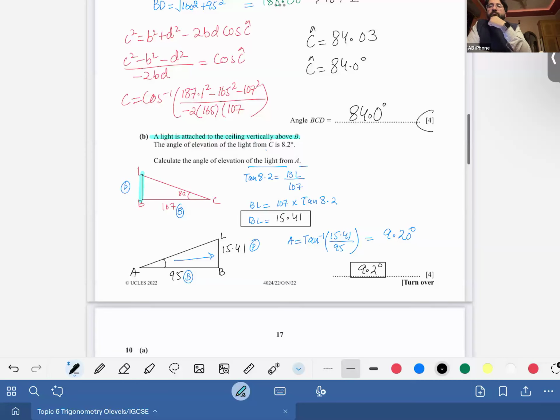हाँ जी. सर एंगल ऑफ एलिवेशन के बारे में पूछना था. एंगल ऑफ एलिवेशन कौन से वाला एंगल है बेटा? एंगल ऑफ एलिवेशन कहते हैं, उन्होंने कहा है कि फॉर एग्जांपल द लाइट इज अटैच्ड टू द सीलिंग वर्टिकली अबव बी, तो लाइट जो है वो बी के ऊपर है, और द एंगल ऑफ एलिवेशन ऑफ सी फ्रॉम द लाइट, इसका मतलब अगर आप सी पे खड़े हैं और अगर आपने लाइट को देखना है तो यू हैव टू मूव योर हेड 8.2 डिग्रीज अपवर्ड्स. एग्री और नॉट? यस सर इसको एंगल ऑफ एलिवेशन बोलते हैं.